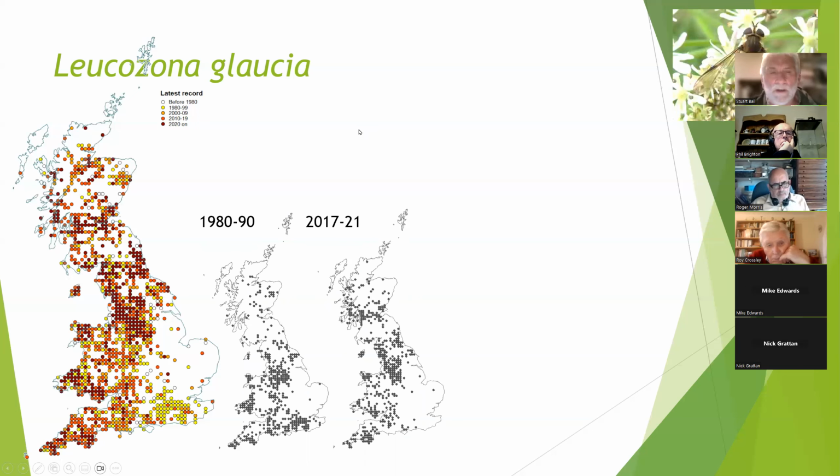So I generated this pair of maps. This is just the 10 kilometre squares. We've got data from 1980 to 90, and in the last 5 years when I did this. These are deliberately very different length periods. They were chosen so that the number of records received by the Hoverfly Recording Scheme and the number of 10 kilometre squares from which data was received was pretty comparable. And if I remember rightly, the figures are something like 400,000 records and about 2,200 10 kilometre squares, give or take, in both of those periods.